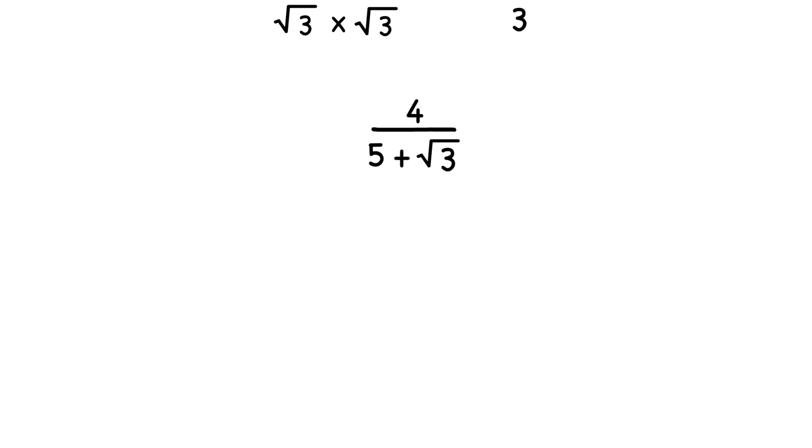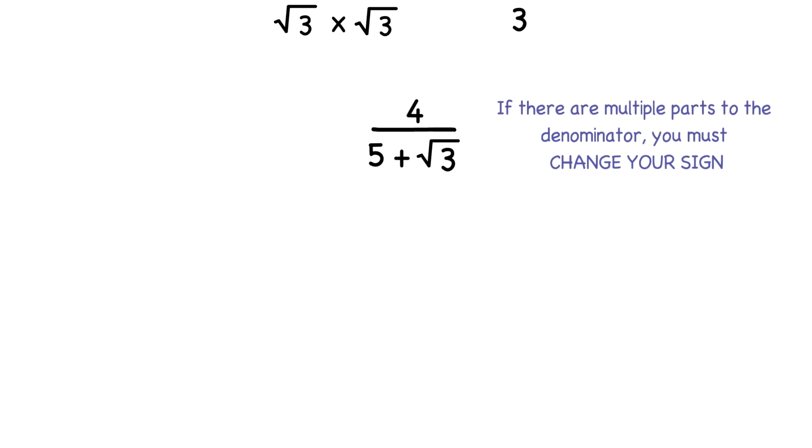Here we have 4 over 5 root 3. We have to do a very similar thing here, in that we times the bottom by itself. But this part is really important. If there are multiple parts to your denominator, like a 5 plus a root 3, or a root 2 minus 1, you need to change the sign when you times it. This is the only way that we can get rid of the surd on the bottom instead of making it longer. So instead of multiplying the bottom and the top by 5 plus a root 3, we're going to multiply the bottom and the top by 5 minus root 3.